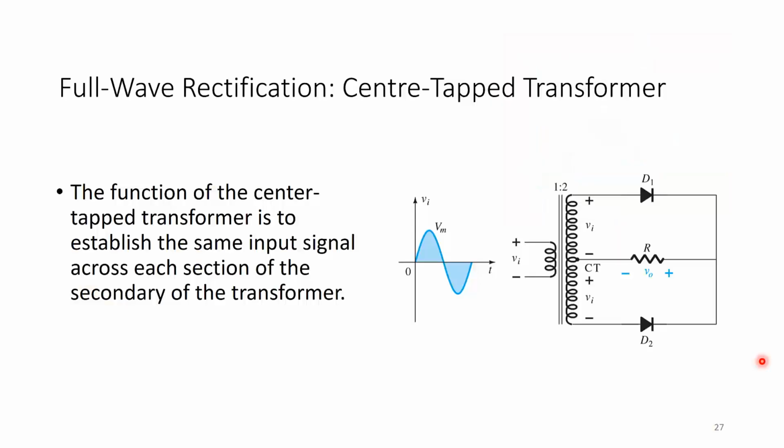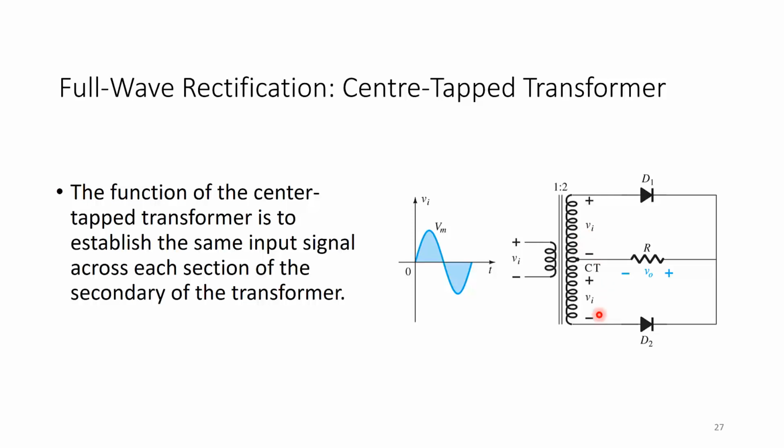Alright, now back to the world of white background. So back to the world of full wave rectification. The function of the center tapped transformer here is to establish the same input signal across each section of the secondary of the transformer. So if I have V-in here of an AC source, the center tap transformer will also produce V-in at the top section and V-in at the bottom section.